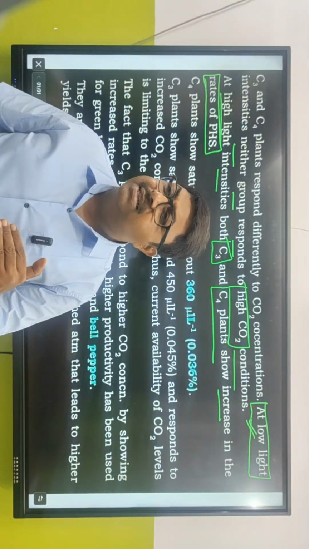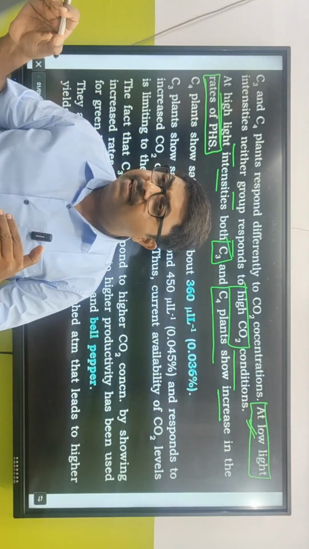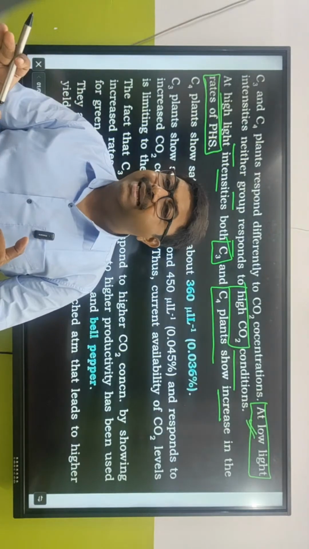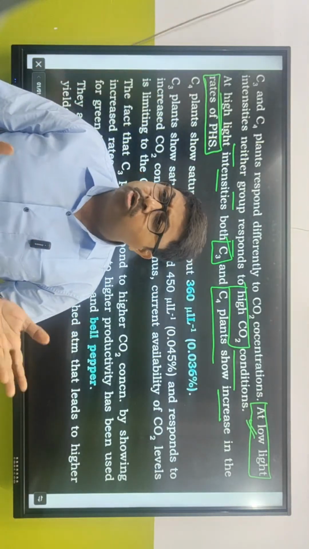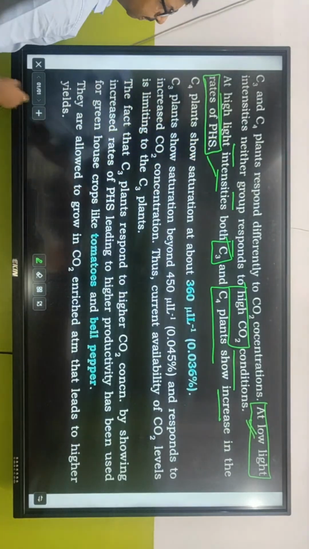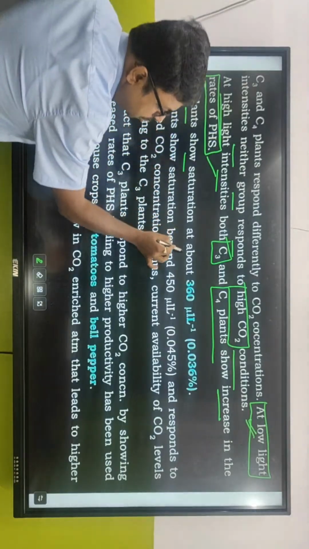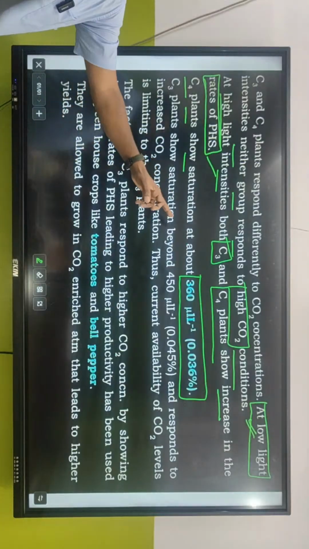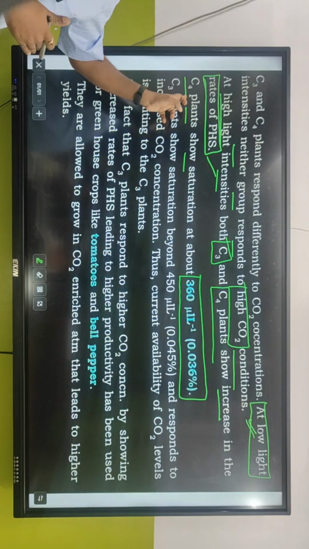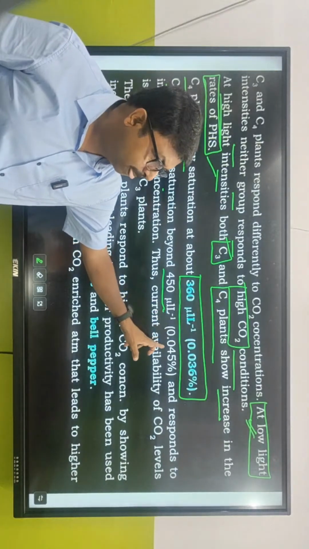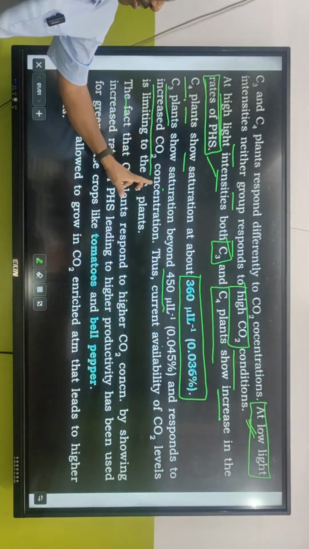তাহলে low light intensity-তে C3 and C4 এর rate of photosynthesis is going to remain unchanged. But at high light intensity, both C3 and C4, they are going to show higher rates of photosynthesis. C4 plants show saturation at about 360 micro per liter. C3 plants show saturation beyond 450 micro per liter and respond to increased carbon dioxide concentration.